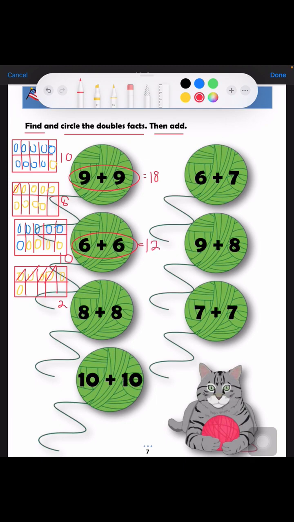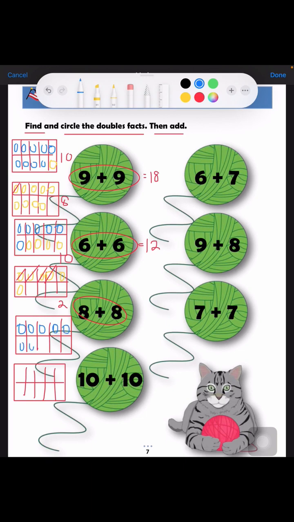Next, it is 8 plus 8. Again, it is also a double fact. And 8 plus 8, we use the 10 frame set. We put 8 circles in the first set. And in the second set, we also put 8 circles.